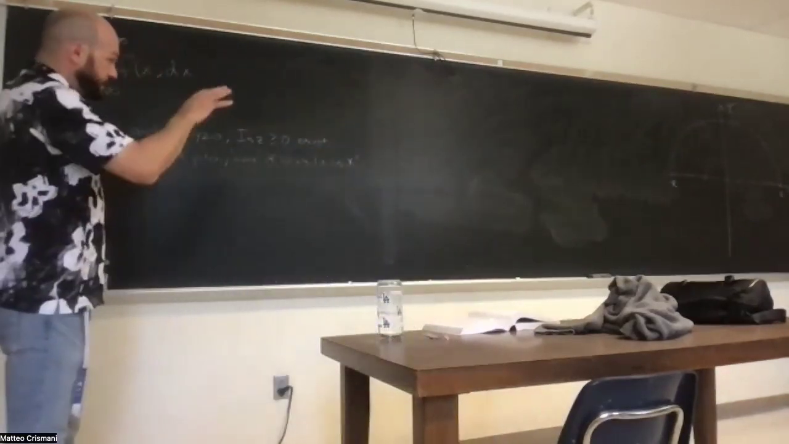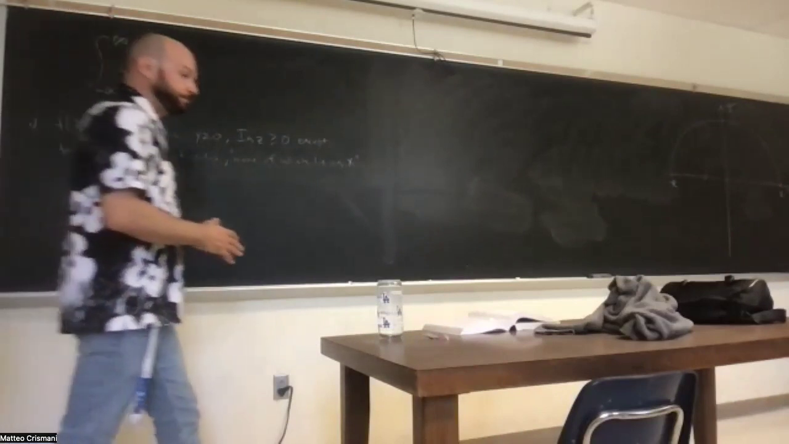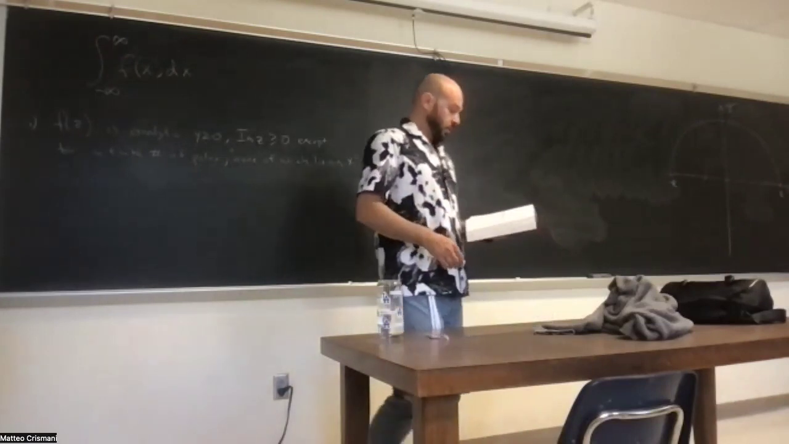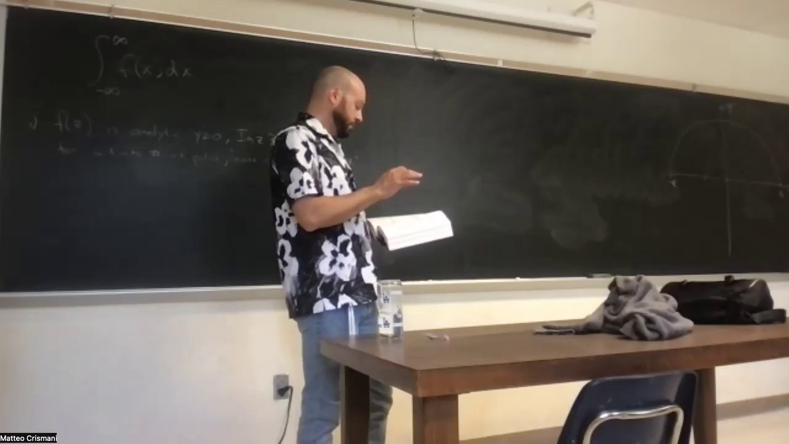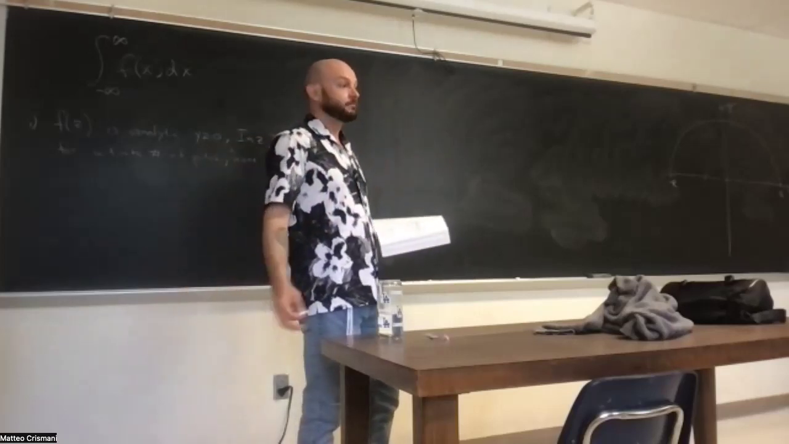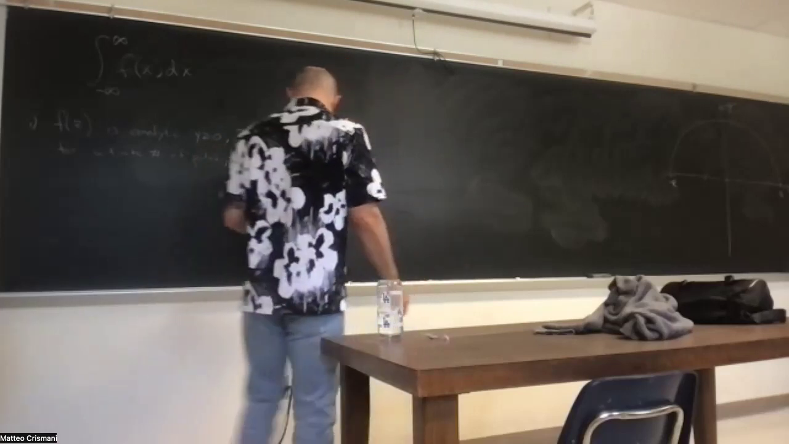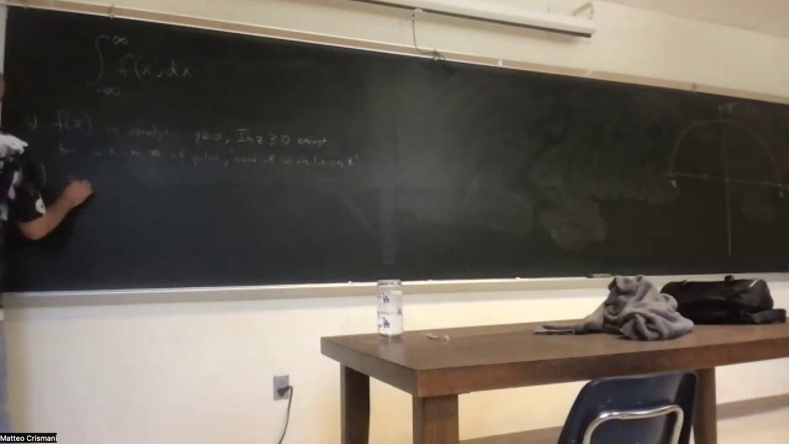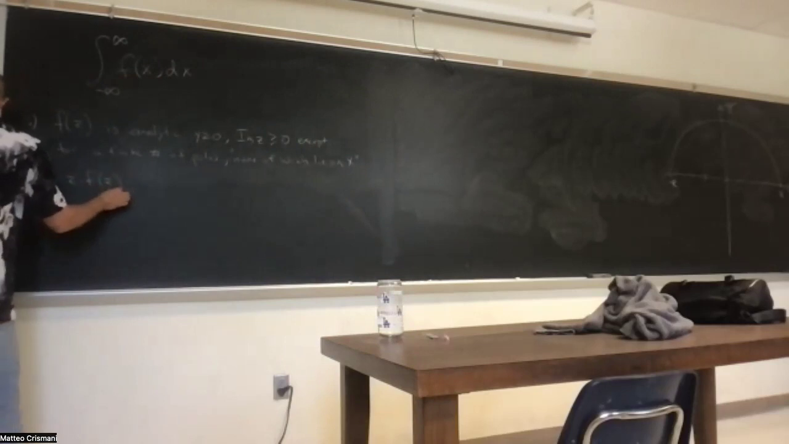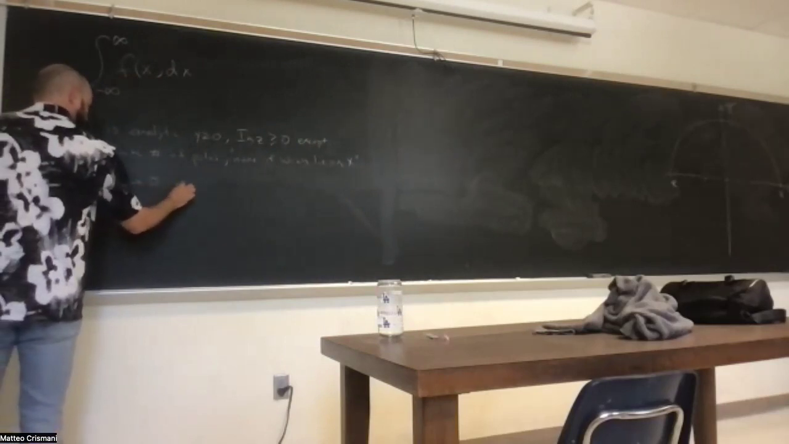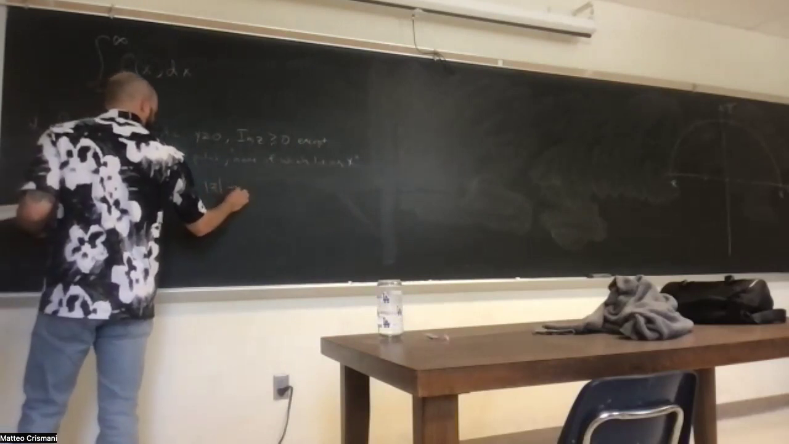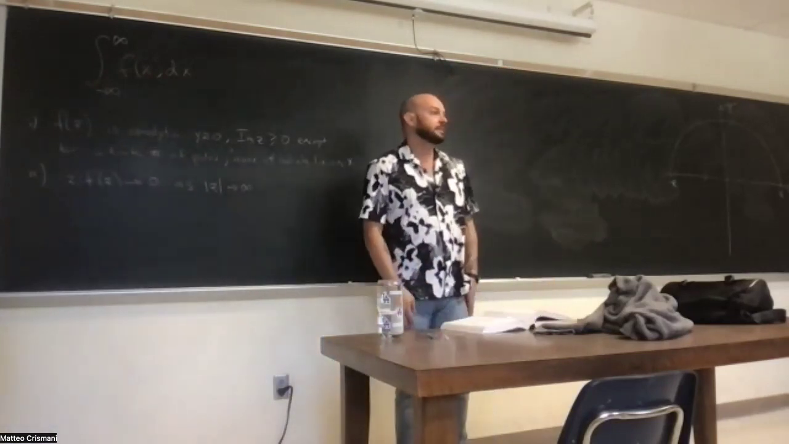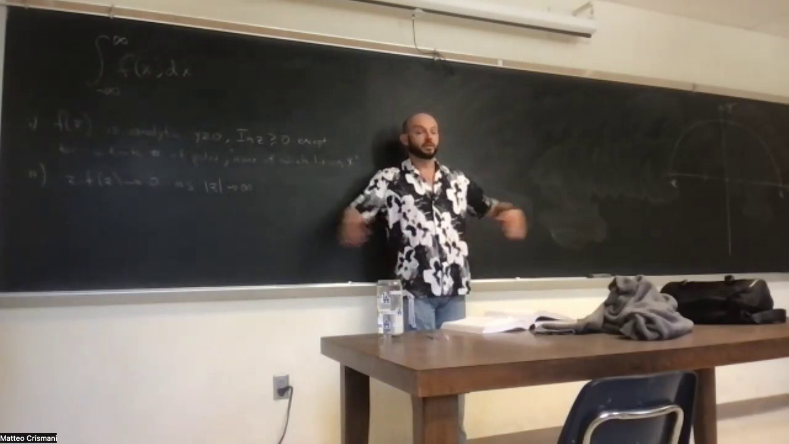Okay, the second rule, which uses this picture that I've drawn very nicely. On a semicircle of radius r, r times the maximum of your function tends to zero as r goes to infinity. Here's two. Z times f of z goes to zero as z goes to infinity. What do I mean by that? It means I can't be integrating a function that doesn't disappear as I go away.